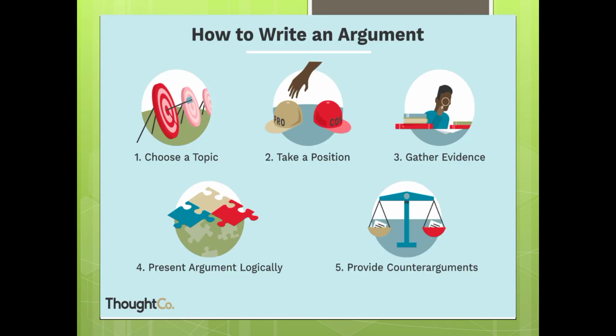How to write an argument? You need to choose a topic, and once the topic is chosen, you need to take a position. For example, television is a good source of information. Let us try to understand this as the topic.